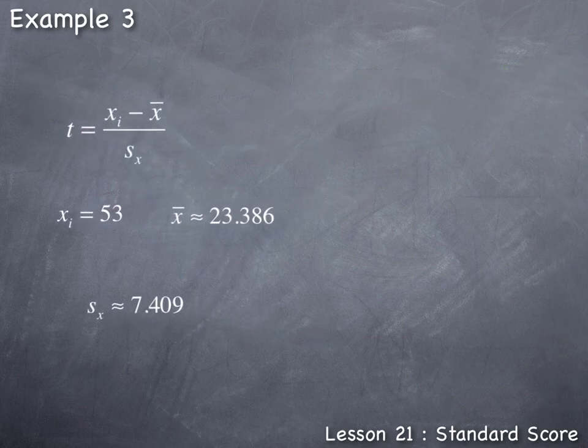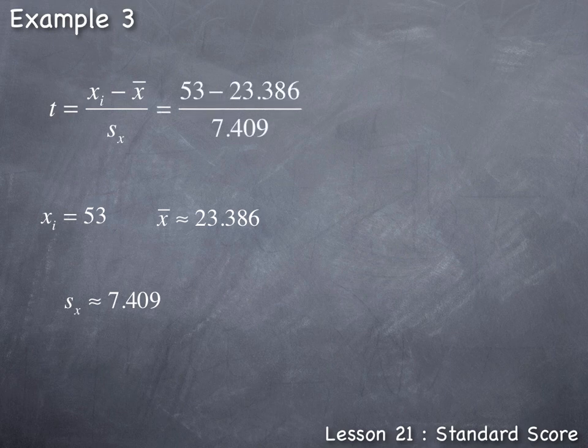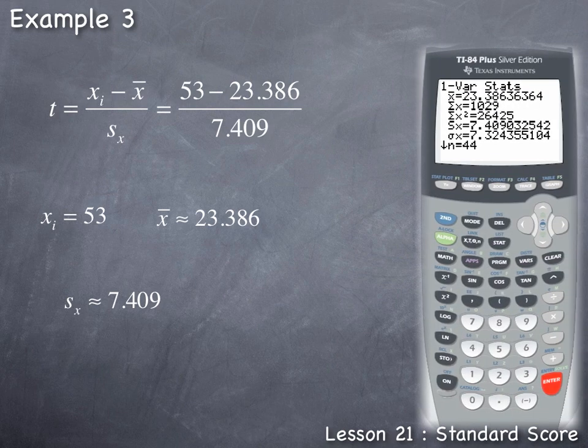Well, now that we have all the values we need, we can plug it into the formula. So we take the age, 53, subtract the mean, 23.386, and divide that all by the standard deviation of 7.409. On a calculator, we would get the following result.